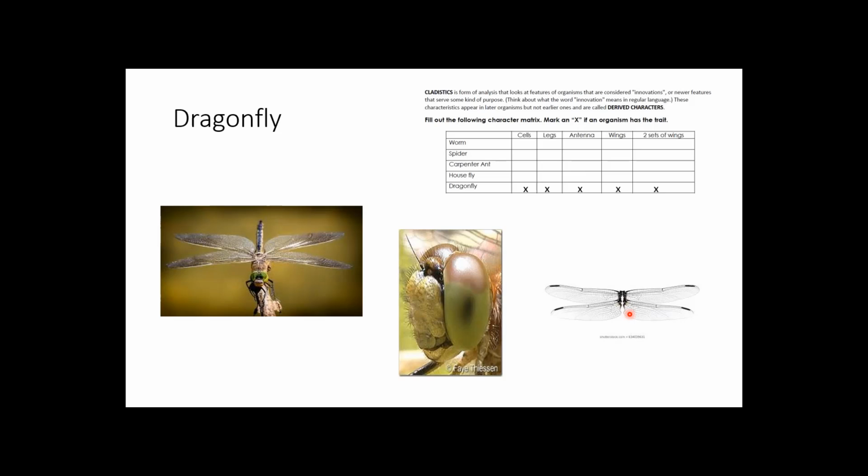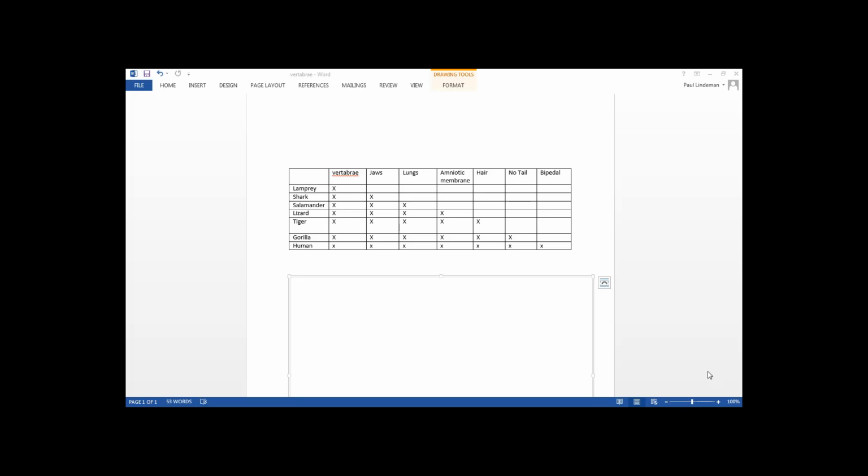That fills out our matrix. Now we're going to go ahead and draw our cladogram from this. This is what your finished character matrix would look like. But I noticed that I'm at my 5-minute mark, so I'm going to stop this video. In the next video, I'll show you how to do your cladogram drawing.